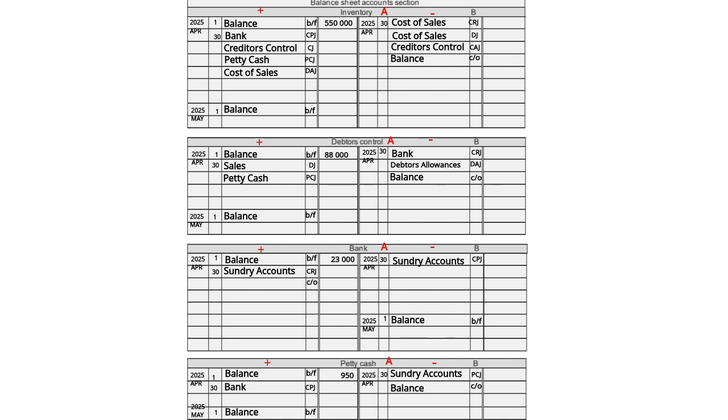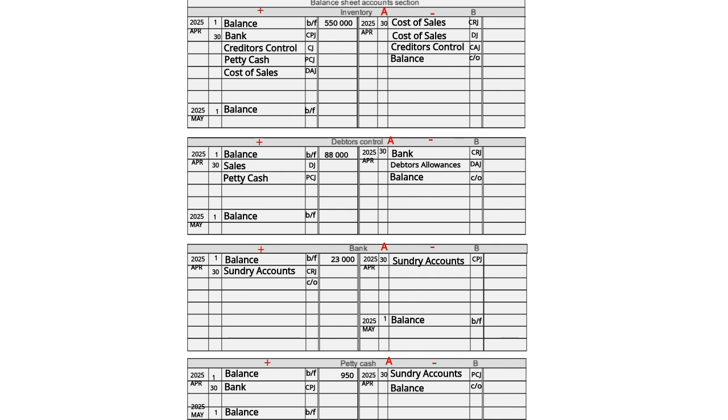Our first ledger account to complete is our inventory account. Inventory is classified as an asset, plus minus. From additional information number 1, we can fill in all our balances. So our opening balance is 550,000. They have given you extracts of all the journals, so this is just simply theory work that you can write down before you start your account. You know inventory on the debit side, you will have your CPJ, bank, CJ, creditors control, petty cash journal, petty cash, and debtors allowances journal, cost of sales. Now you're simply just going to take the totals as given to you on your question paper and simply go and complete it.